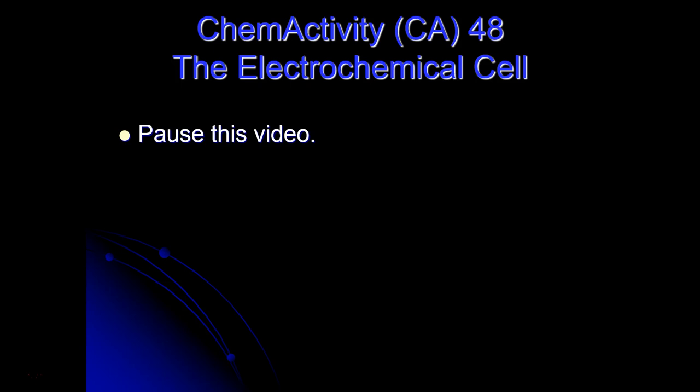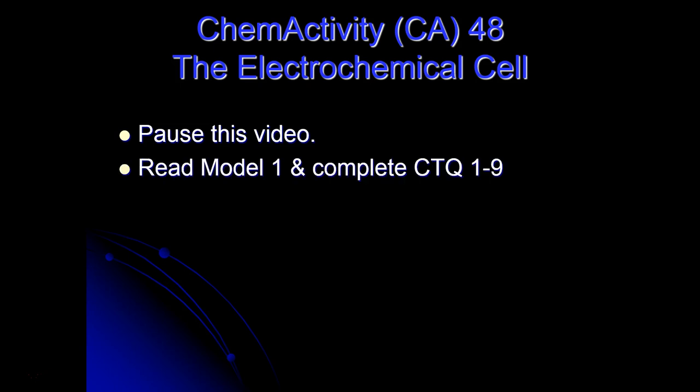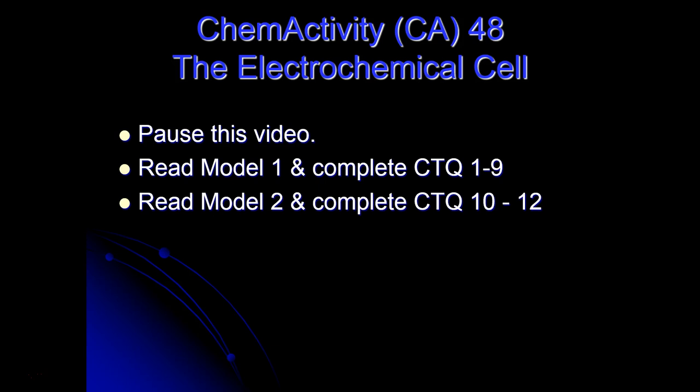Now, the thing to do right now is take a look at Chem Activity 48. Pause this video, read Model 1, and complete questions 1 through 9. Read Model 2 and complete questions 10 through 12. Don't skip these questions. Take the time right now to pause the video and work on Model 1 and Model 2. Once you've done that, come back to this video.